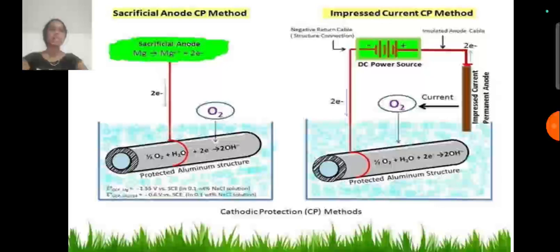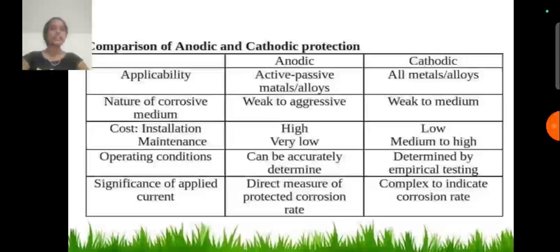And what is the impressed current CP method? An external DC power supply is connected to the metal to be protected. This is called the impressed current CP method. And the applications of the impressed current CP method: pipelines, underground cables of aluminium, storage tanks, heat exchangers. These are the applications of the impressed current CP method. Here you can see both the sacrificial anode CP method and the impressed current CP method. And next, comparison of anodic and cathodic protection.